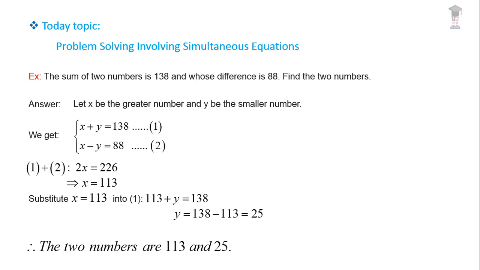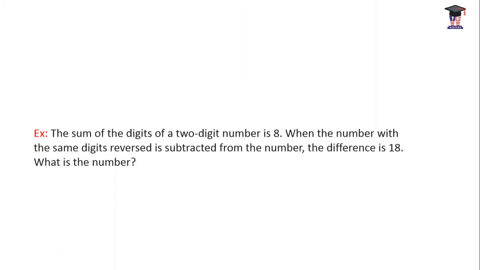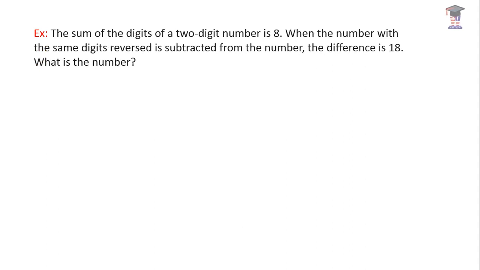Okay, move to the second example together. The sum of the digits of a two-digit number is 8. When the number with the same digits reversed is subtracted from the number, the difference is 18. So what is the number?